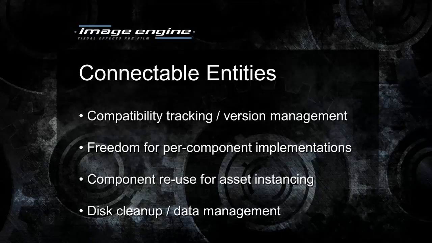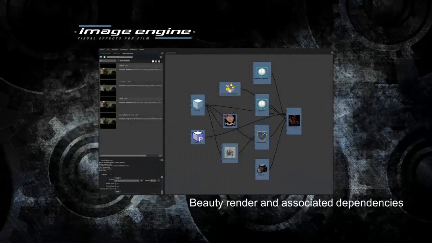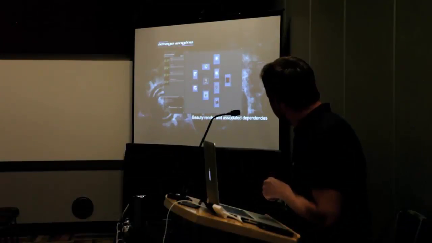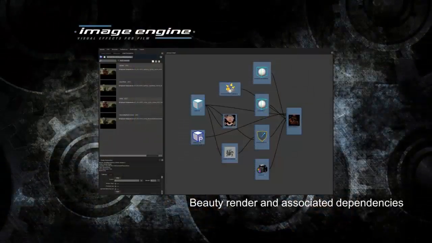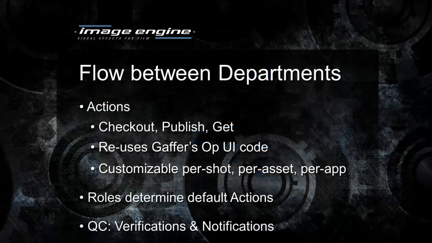The primary advantage of these connectable components is that we get things like automated compatibility tracking and data management. We can track things a lot better. Here's a little picture of a graph. It's kind of hard to see in this room, but it is the final render, and then there's a rig and a camera and a light rig and a model and a data cache, and specific versions of all those entities that we know went into making the final render. You can just track it back through the graph and figure those things out, and maybe automate some processes based on that information.